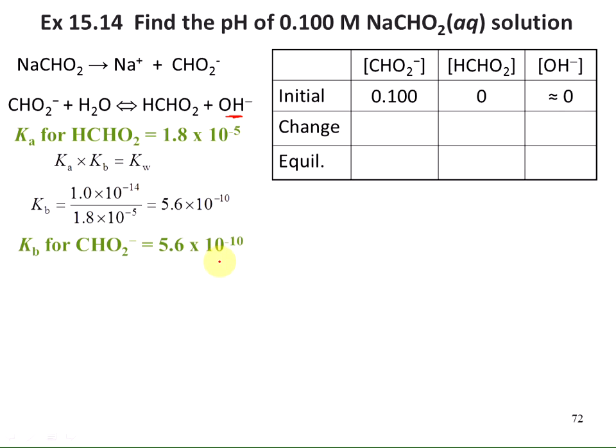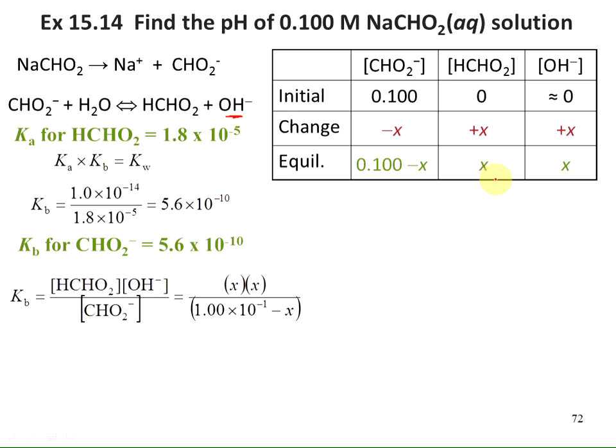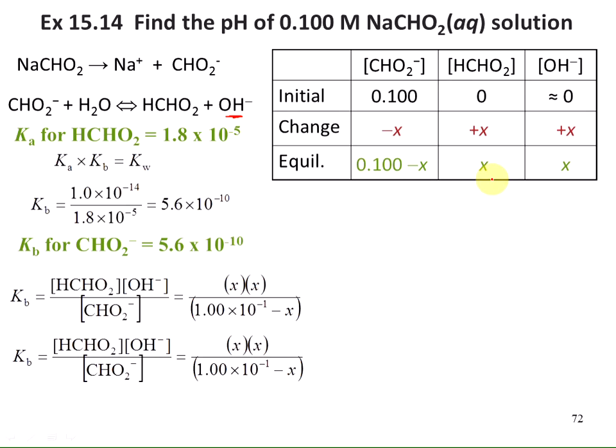Now let's set up our ice table. Initially we have 0.1 molar of the formate ion. And we're going to do our change. We're going to lose some amount of formate ion as we make the formic acid and the hydroxide ion. And we get our equilibrium concentrations. Now we can substitute these values into our mass action equation. And I'm going to assume that the change in our concentration of the formate ion is very small, so I'm going to use my approximation.